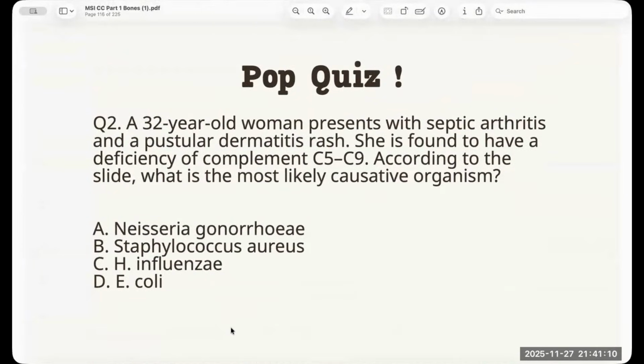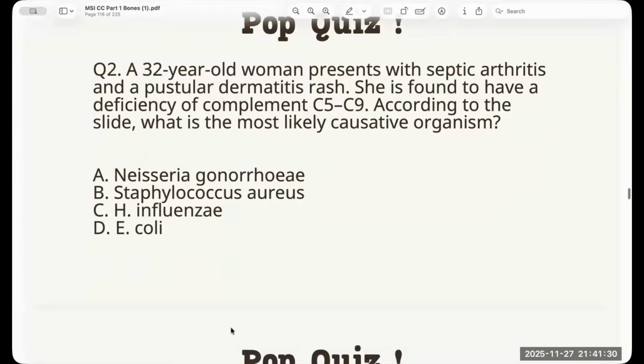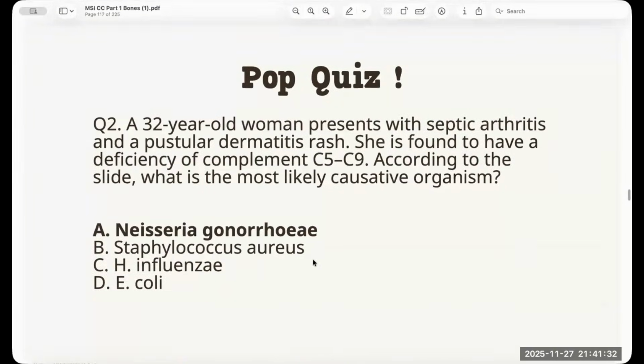Another question: a 32-year-old woman presents with septic arthritis and a pustular dermatitis rash. She's found to have a deficiency of complement C5 to C9. According to the following choices, which is the most likely causative organism? What's it gonna be? Neisseria gonorrhoeae. Okay.